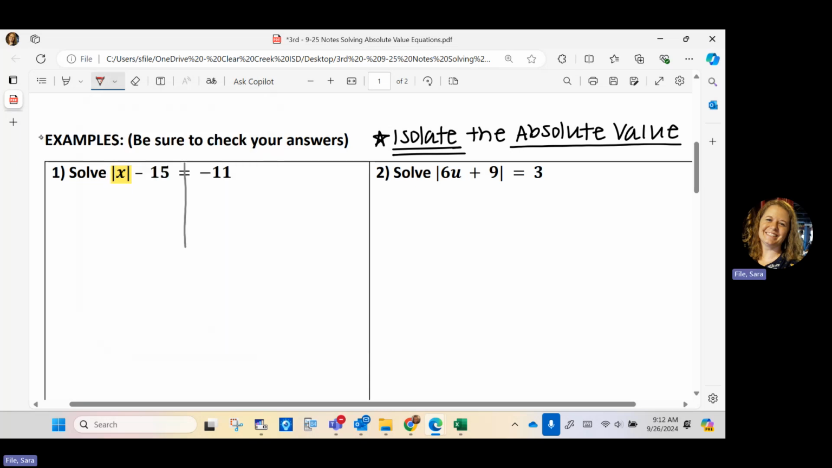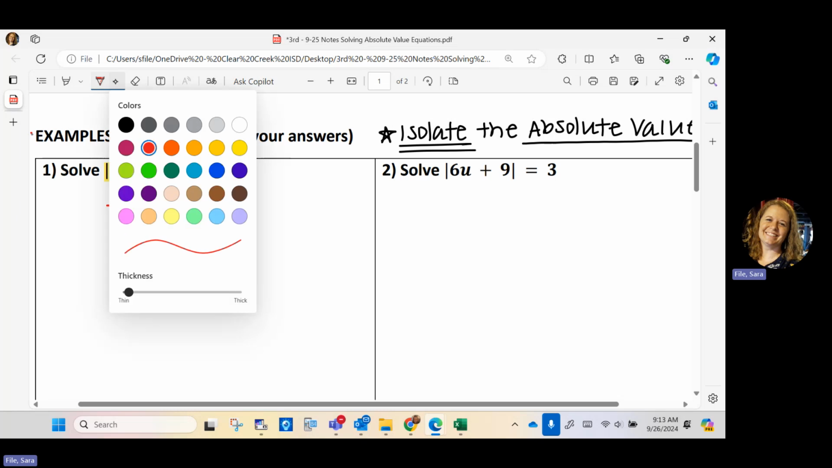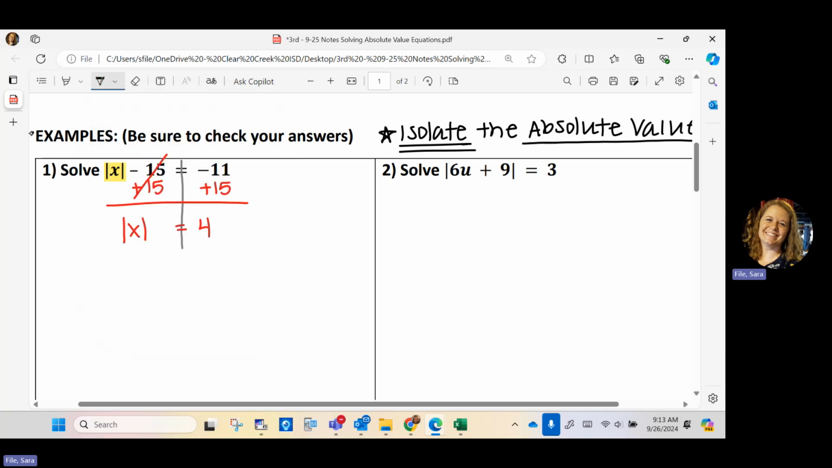Okay, so I'm going to add 15 to both sides because what I do to one side, I do to the other. And I'm adding because it's the opposite and we want it to eliminate from the left. So I have isolated my absolute value and I get 4. So there's 2 possible answers. What would they be? What could x be? When I take the absolute value of it, it gives me 4.